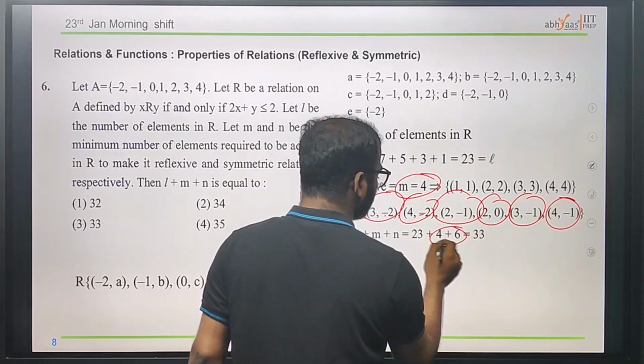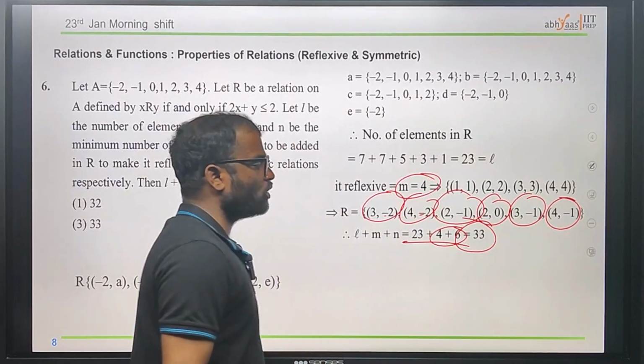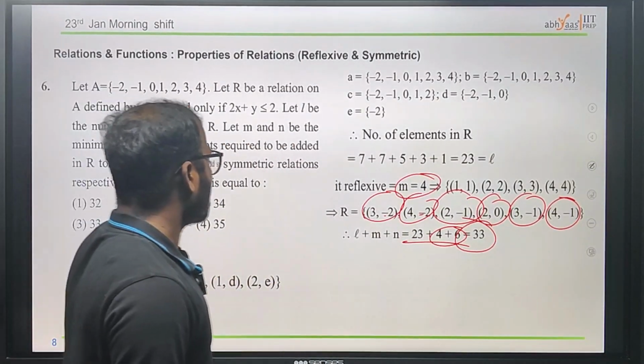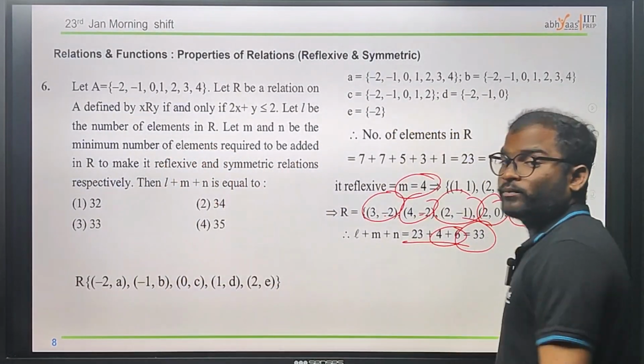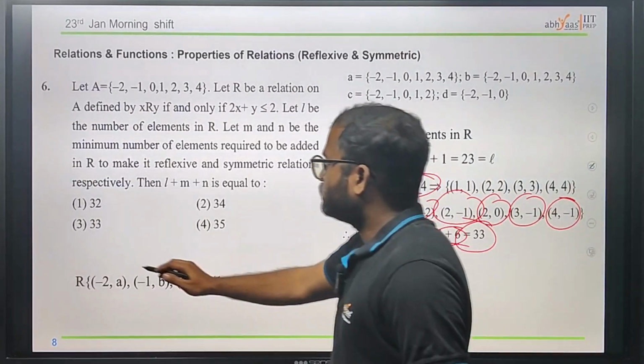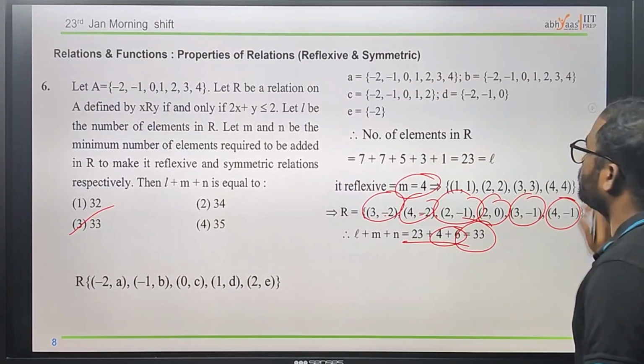That's how we got the total number of elements as 33 in order to make it reflexive and symmetric, and also the number of elements present in R, which is 3, is the option. Now coming to the next question.